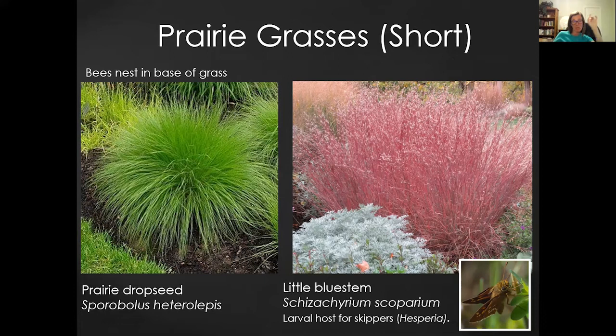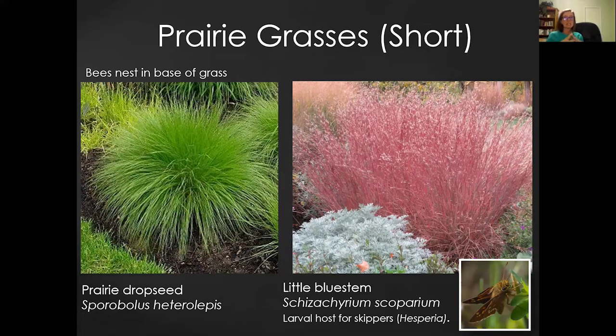Also, there are skippers. It's not a butterfly, not a moth. It's like that little skipper, whatever. It looks to me just like a butterfly. Anyway, they lay their eggs on the little blue stem grass blades, and those eggs hatch out. Those caterpillars are able to eat the blades of the little blue stem. That's amazing.